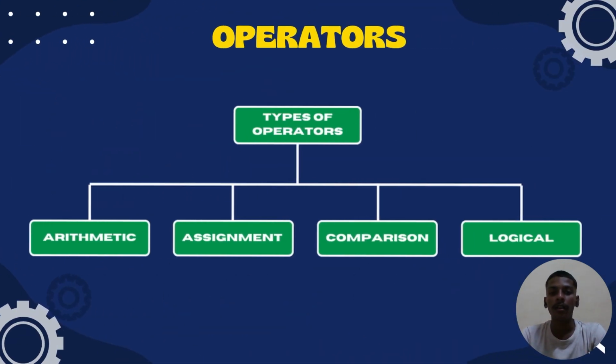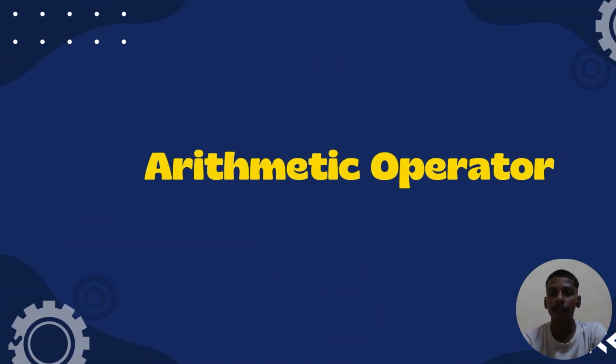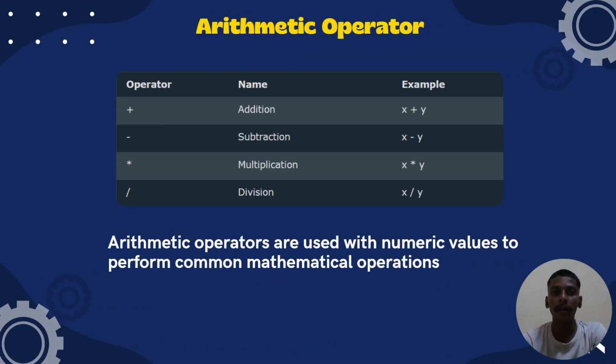Types of operators: arithmetic, assignment, comparison, logical. Arithmetic operators are given here, with names: addition, subtraction, multiplication, division. Example: for addition, x plus y. For subtraction, x minus y. For multiplication, x into y. And for division, x by y. Arithmetic operators are used with numeric values to perform common mathematical operations.